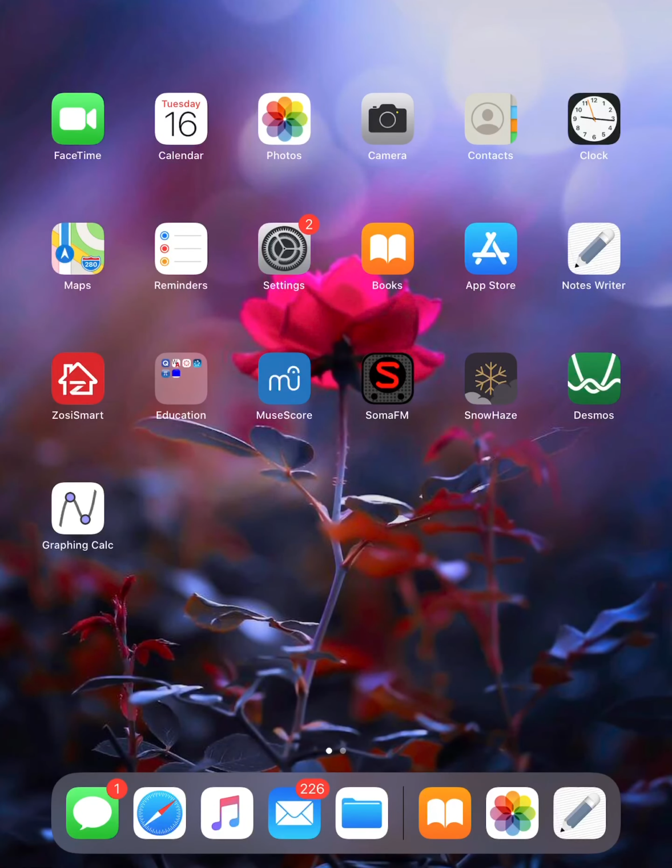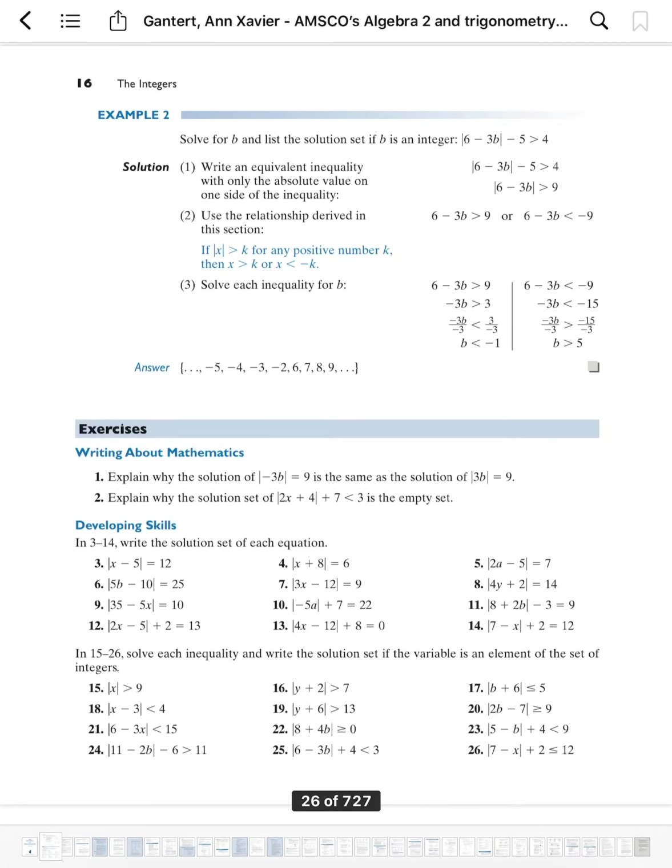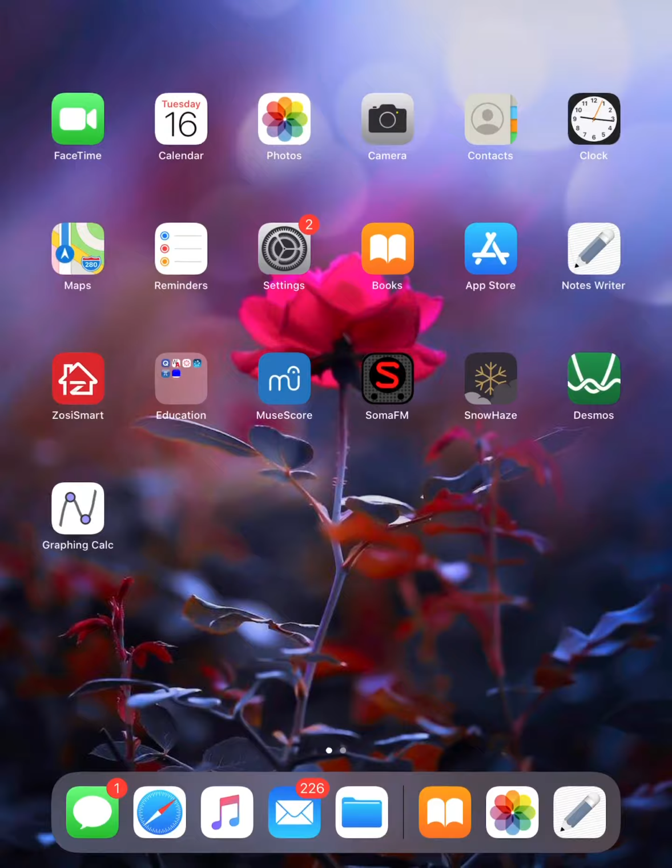Onwards. Question number 24 reads absolute value of 11 minus 2b minus 6 is greater than 11. Just like in the previous questions, we were working on absolute values and the equations. We cannot work with the absolute values yet until we get everything else that's outside, such as the negative 6, pushed away to the other side of the system.